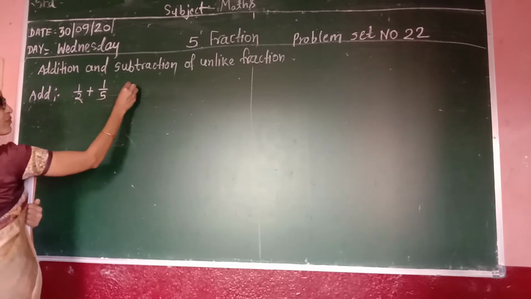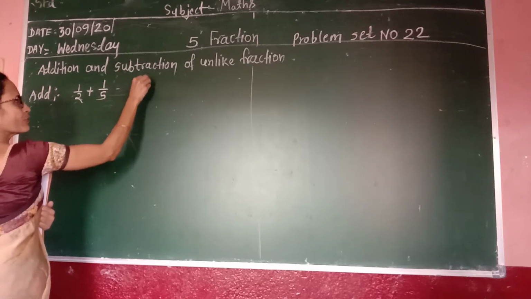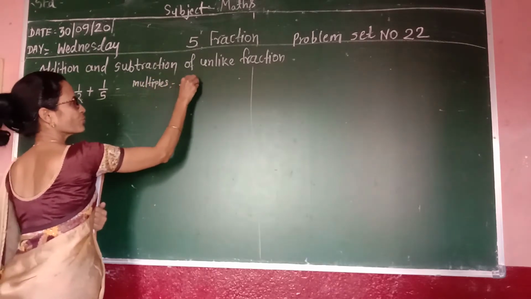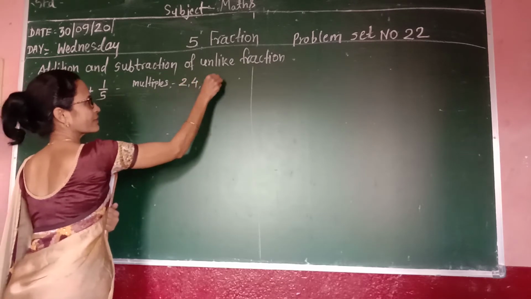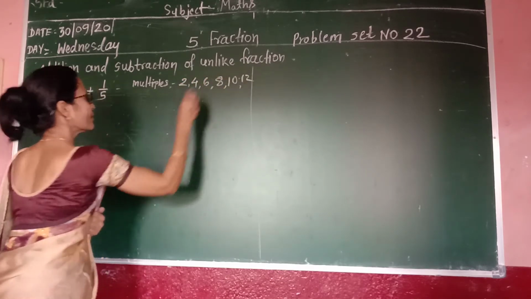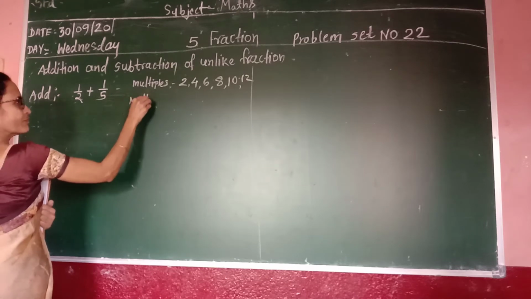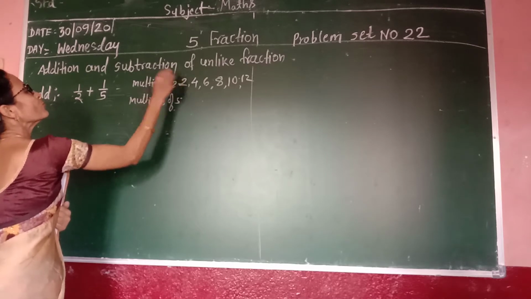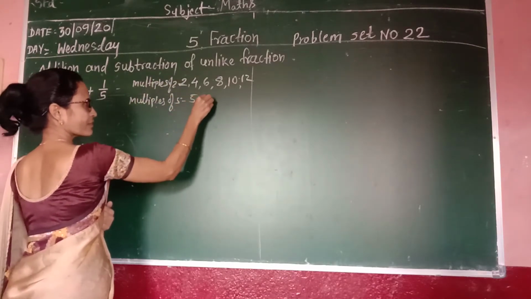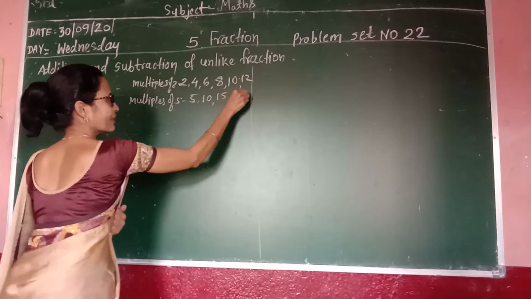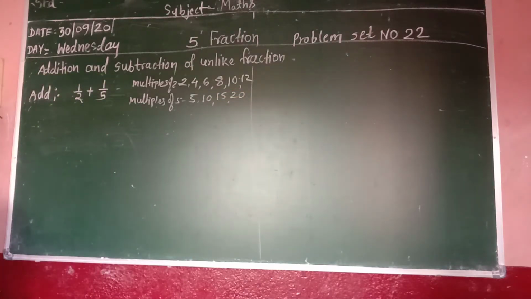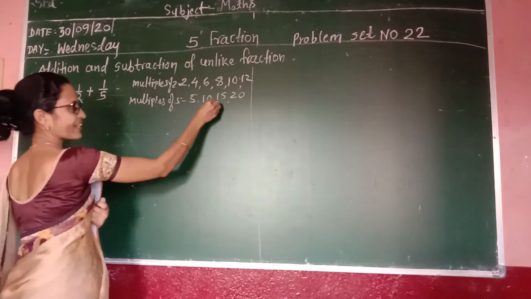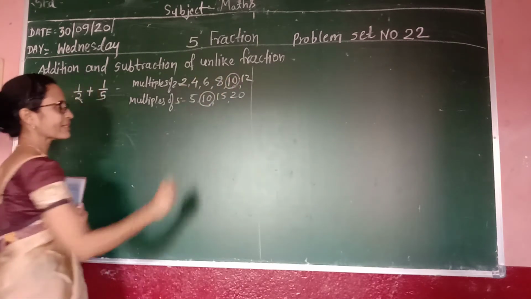So multiples of 2. What were the multiples of 2? 2 1s are 2, 10, 12. And multiples of 5. This is the multiples of 2 and 5. What is the common multiple in both these tables? That is 10. 10 is a common multiple.